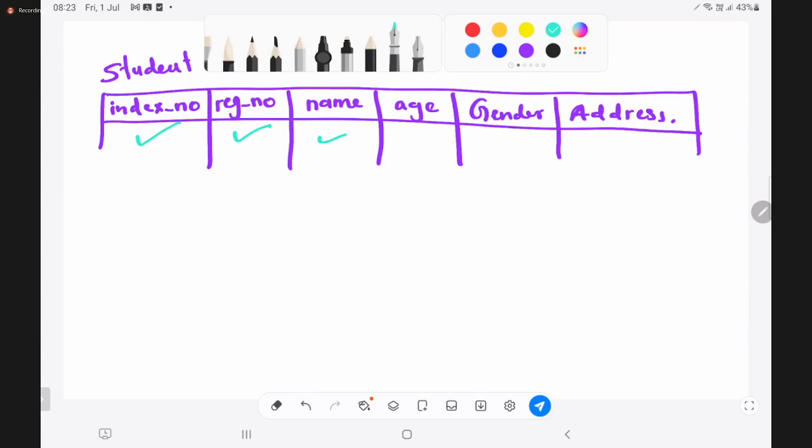But when you write it this way, I will take all these four together. Can you identify that student easily?